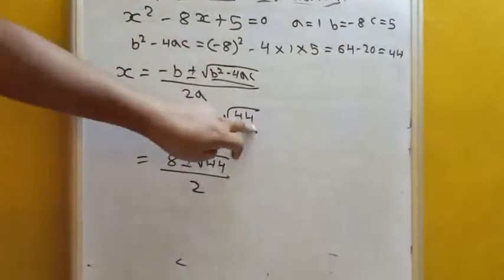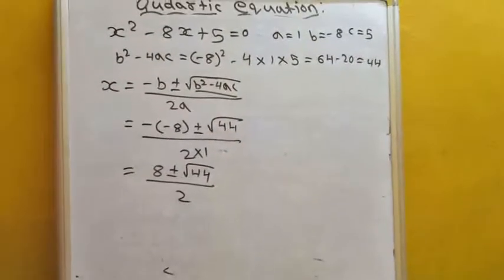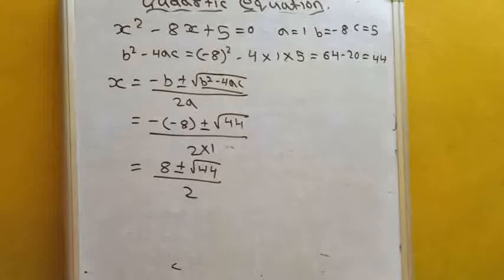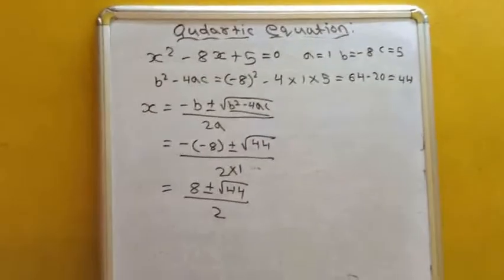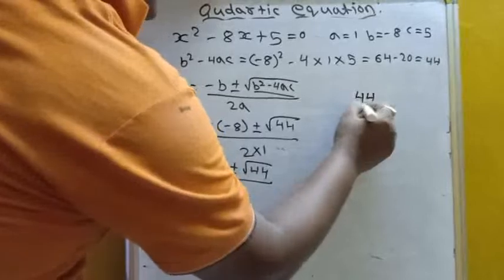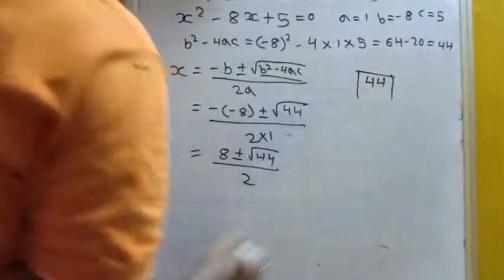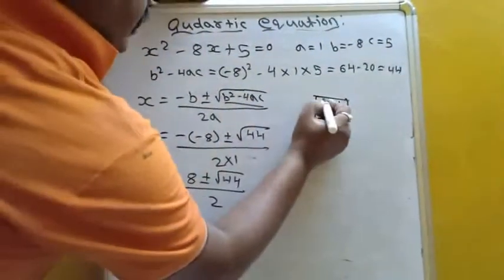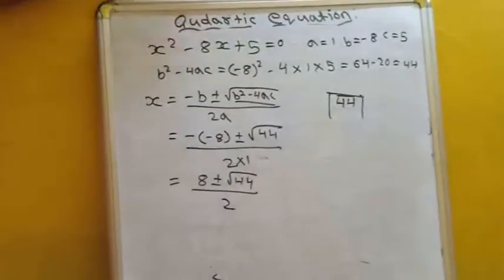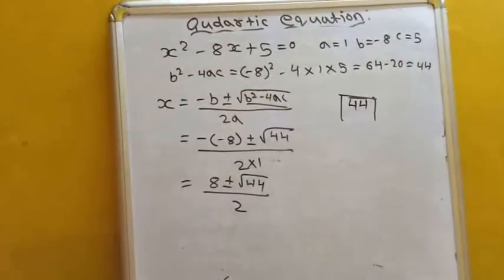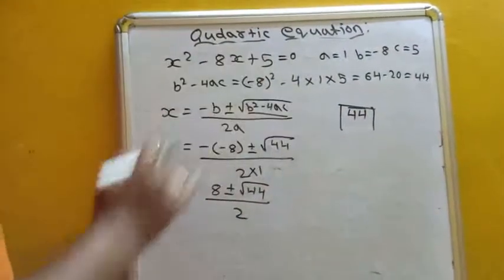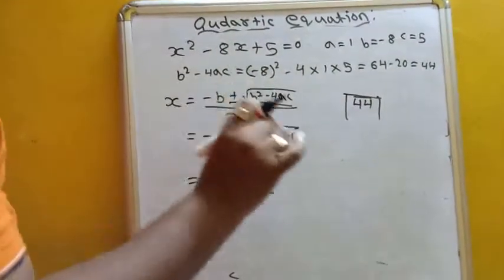So what is the value of root 44? How can you get the value? He told you how many places? Up to 2 decimal places. How can you do it? First, you just write here 44 and make the bracket. You think of 2 numbers. When you multiply the 2 numbers, you will get at least 44, not more than 44. But the numbers must be the same.